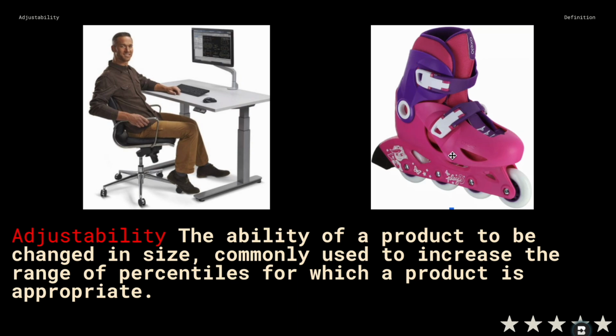These are inline skates from Decathlon, and they're adjustable. They actually will grow with a child. So this tongue right here actually will make it so that the toe can be expanded or contracted depending on the size of the child. So these are adjustable skates right here. And they're also adjustable here. They can be tightened or loosened right here to accommodate for different sized people.